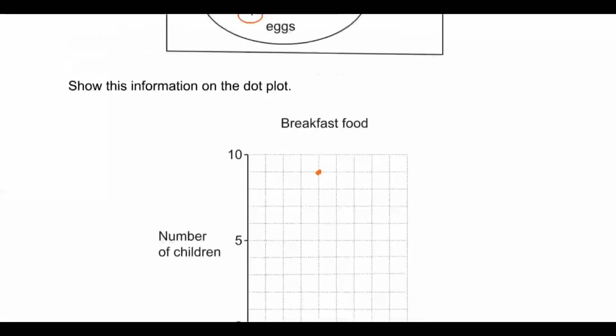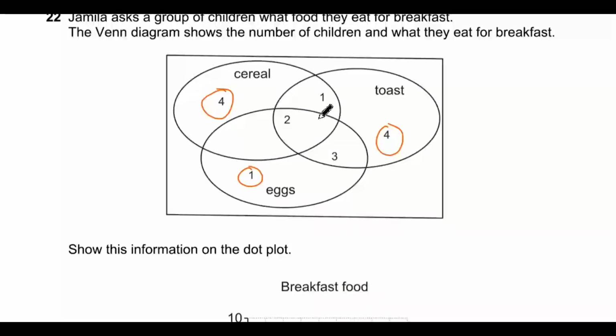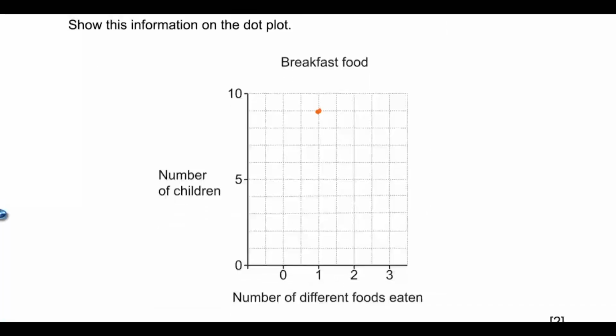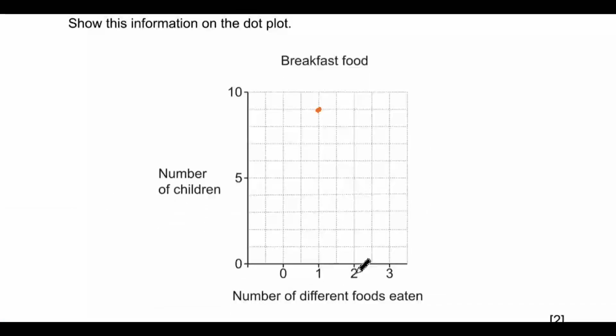Then let's go for 2 kinds of food. It will be this, that is 1, and it will be this, that will be 3. So 1 add 3, that will be 4. Let me use different signs so that you do not get confused. We have this one here and this one here. So these people eat 2 kinds of food, that is 4 people, so it will be here.